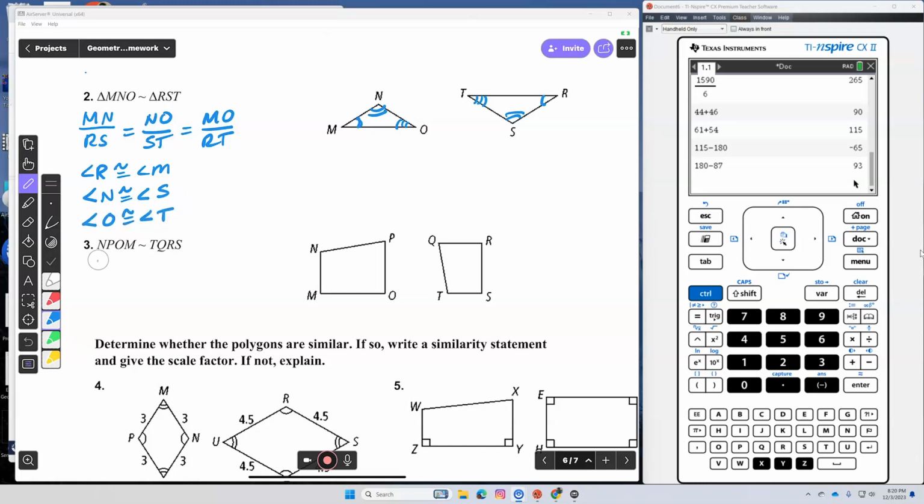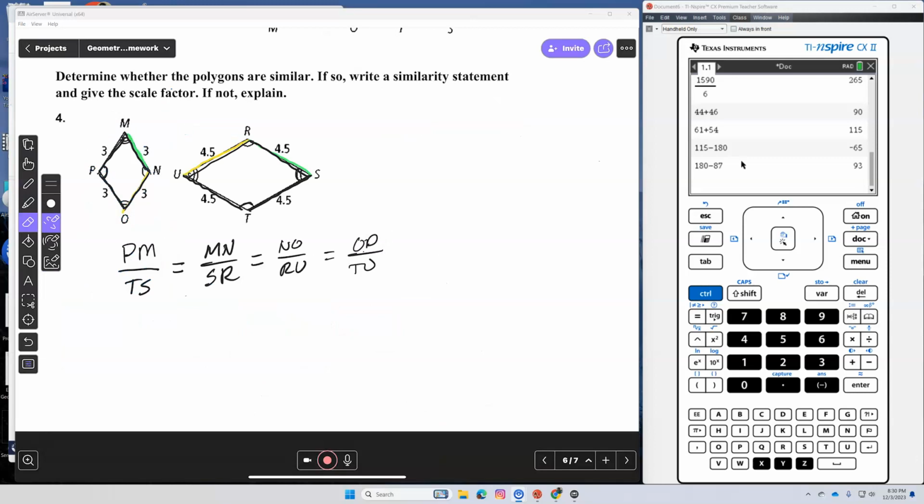So for number 3, we have angle N is congruent to angle T. Angle P is congruent to angle Q. Angle O is congruent to angle R. Angle M is congruent to angle S. And I need some room to write the extended proportion, so I'll write it right here if I can. The ratio of NP to TQ is the same as the ratio of PO to QR, which is the same ratio as OM to RS, which is the same ratio as NM to TS.